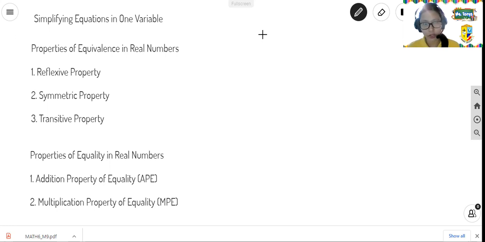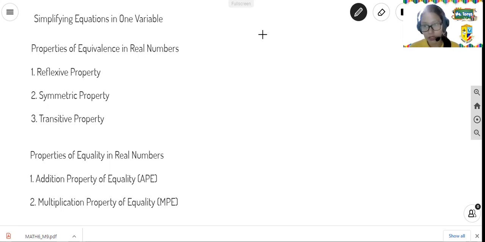Now, in this video, we will be learning about how to simplify equations in one variable. So again, when we say one variable, there's only just one letter that is present in a certain equation. So you can only see all x's or all y's or all z's. So there is just one variable in each of the equations.